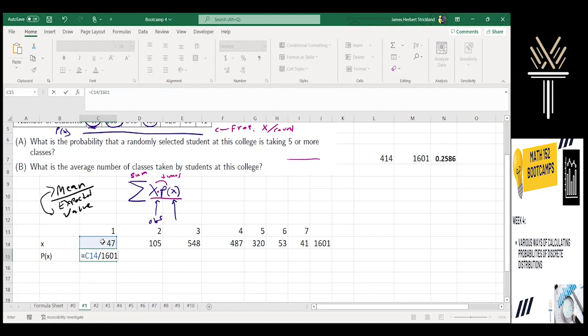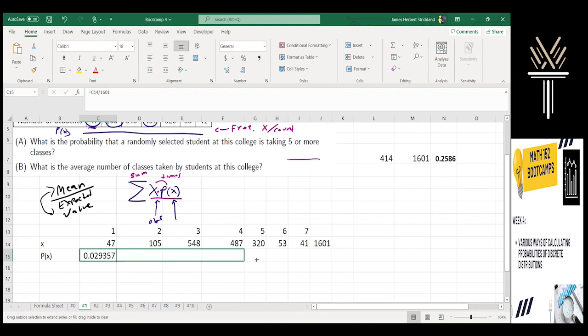And notice that P of X, the probability of X, is just a relative frequency. It's just the frequency that we saw, 47, divided by the total. It's literally what you did for those histograms. And you're just going to do that calculation over and over again. There we go. And there's our calculations.